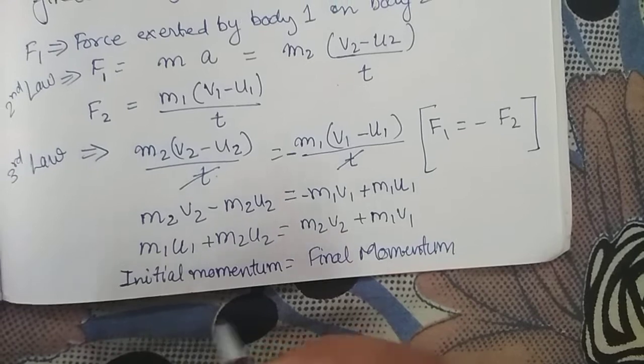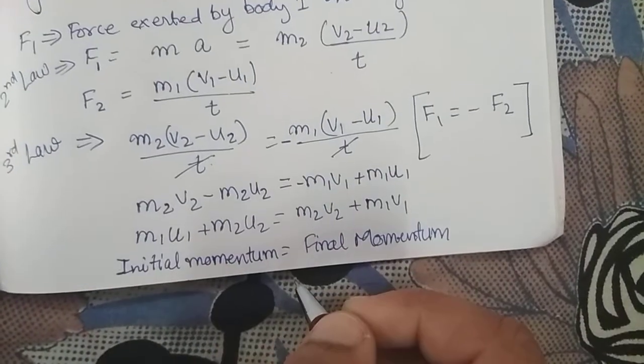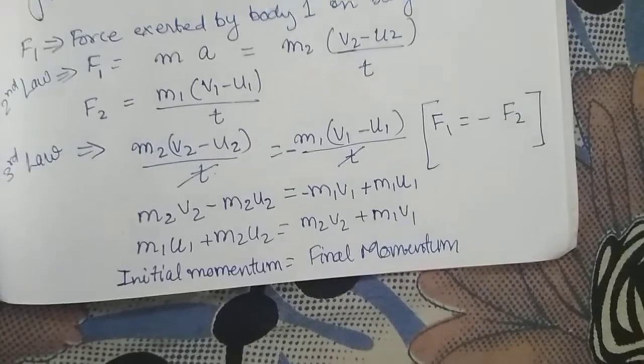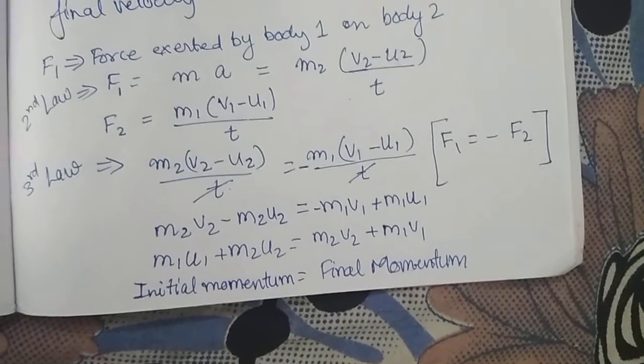In this way we can prove that the initial momentum of a system is always equal to the final momentum, with the help of the second law and third law of motion.